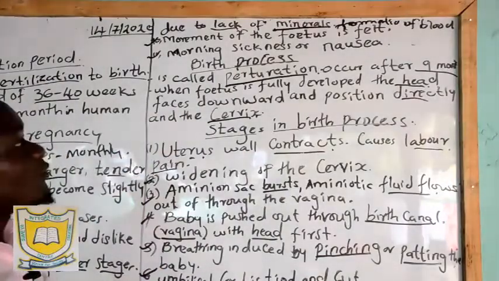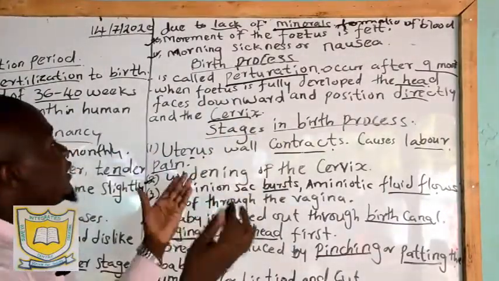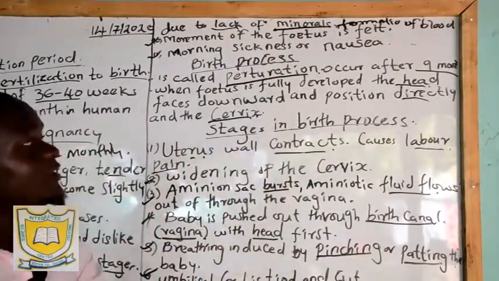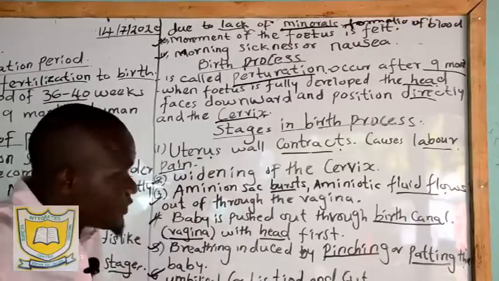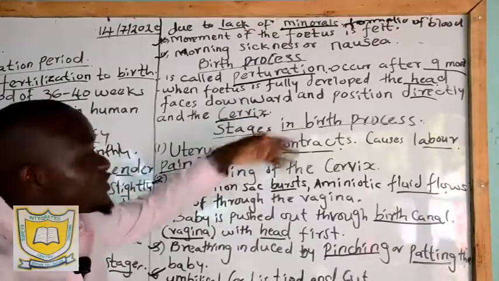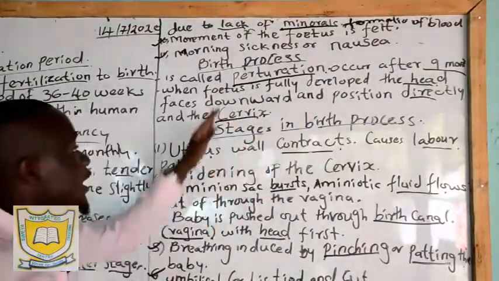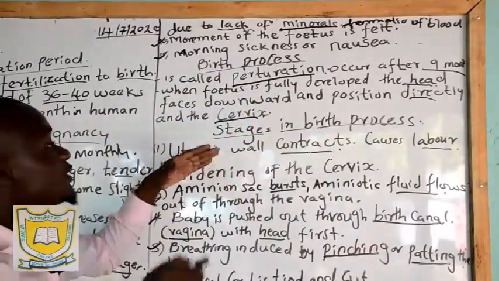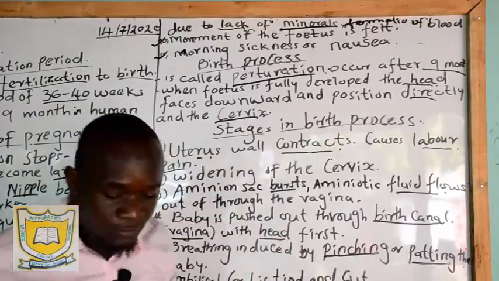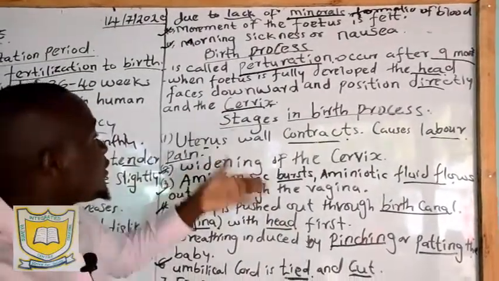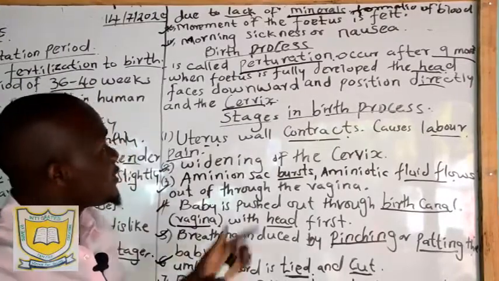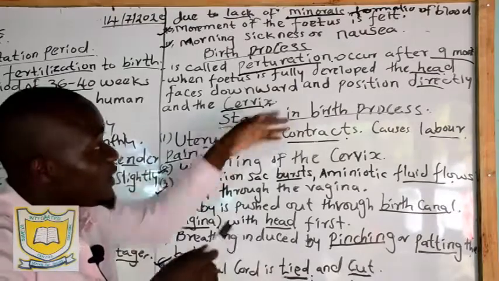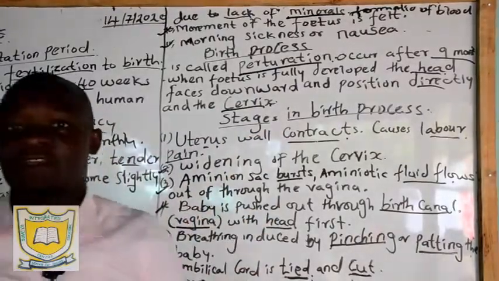This we talk of now, what happens after the baby has fully developed. After the fetus has fully developed, the head now faces towards the cervix. It positions downwards towards the cervix. We will come to discuss the stages of the birth process, how the baby comes outside. The baby has to come outside through the vagina, with the head being the first thing.